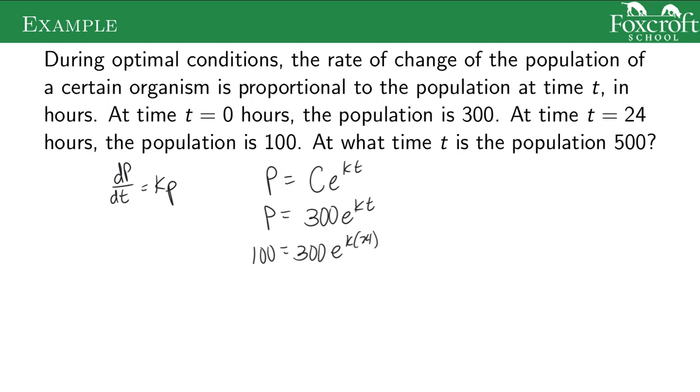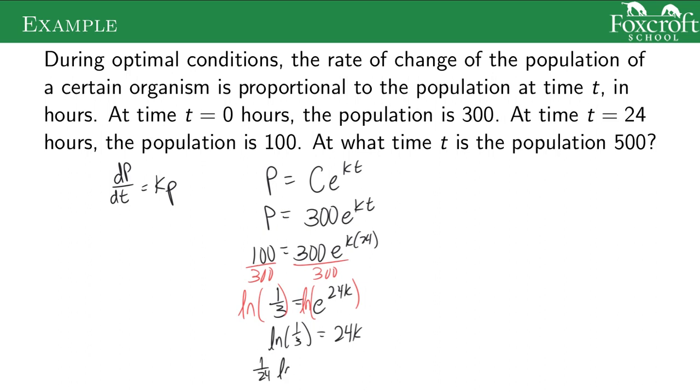Now we're going to solve this the same way. I divide both sides by 300 first. Then use natural logs to cancel out that exponential. And then divide by 24. And that's our k value.